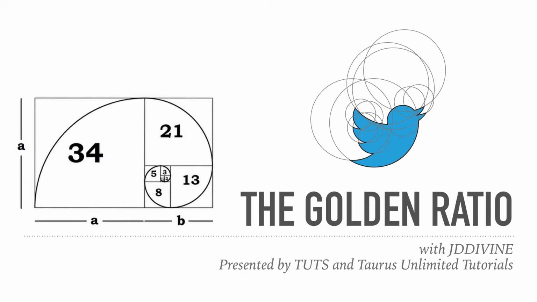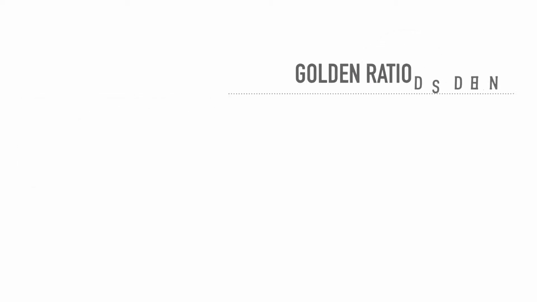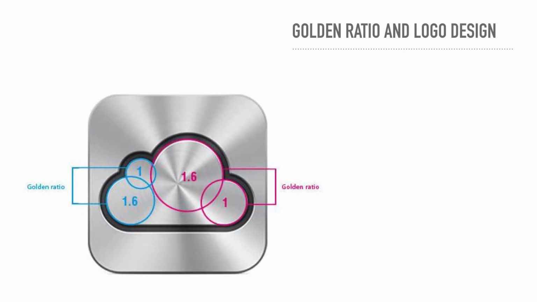Today I'm going to talk to you about the golden ratio and why it's used in logo design and design in general. Here we have the Twitter logo that was made using the golden circles, which is a spin-off variation of golden proportions or the golden rectangle. So why would you want to use the golden ratio in your logo design?